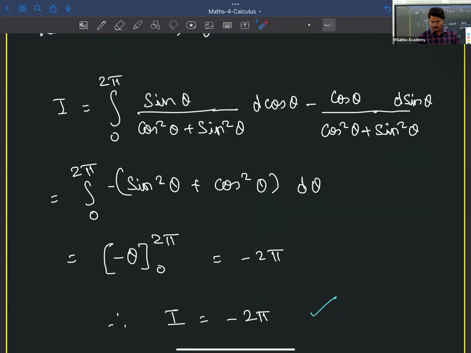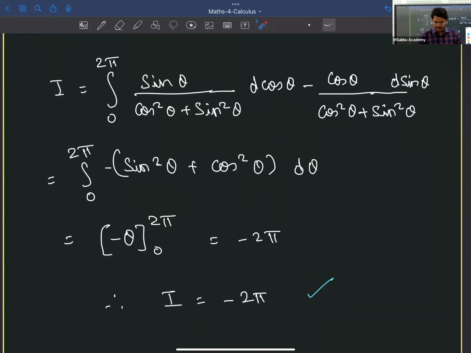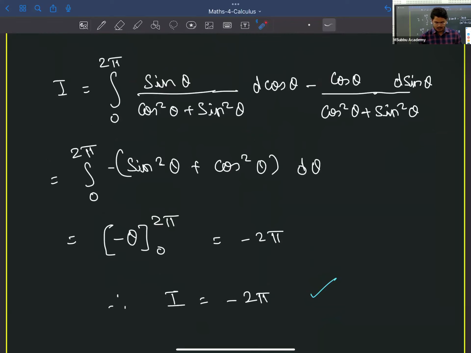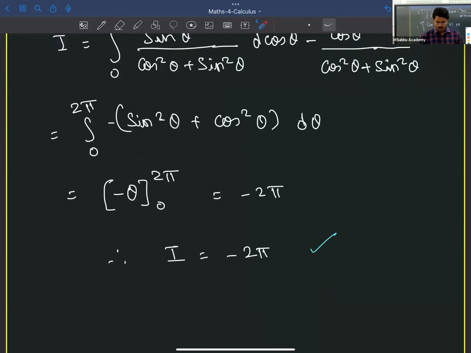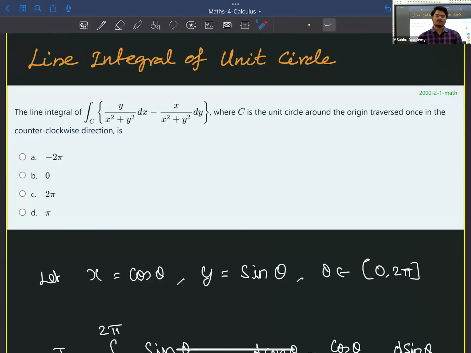Now you can add, because we have d theta terms here. Directly take minus common: we have minus sin square theta here and minus cos square theta here. The denominator is sin square theta plus cos square theta, which is 1, so those cancel out. What do we have? Minus 1, since sin square theta plus cos square theta is 1. The integration of minus 1 will be minus theta, because we are integrating with respect to theta. The limits are 0 to 2 pi. When you substitute the limits, you'll get minus 2 pi. I is equal to minus 2 pi.